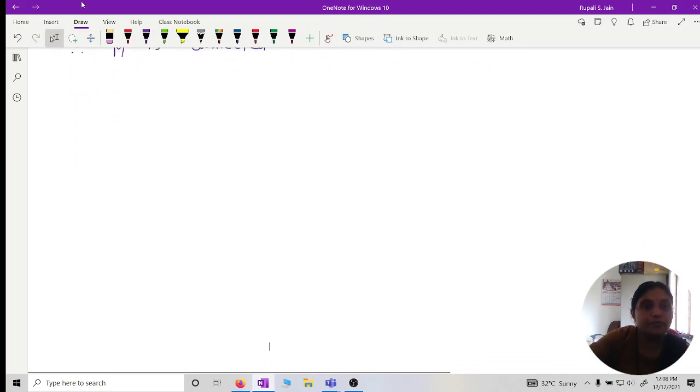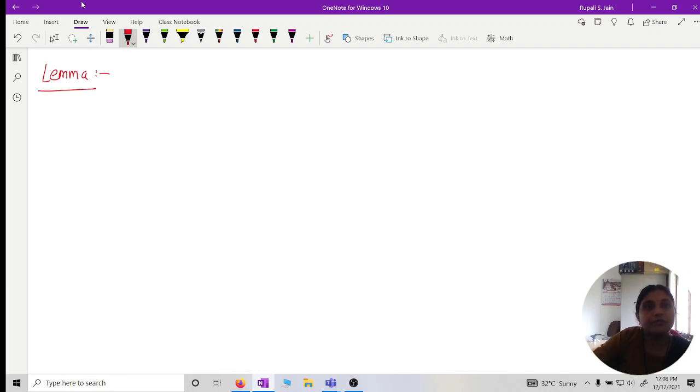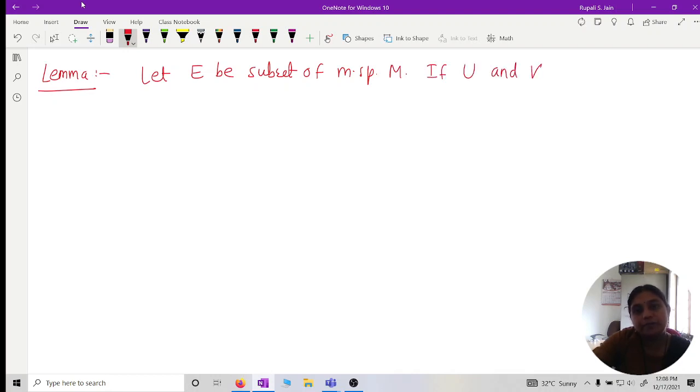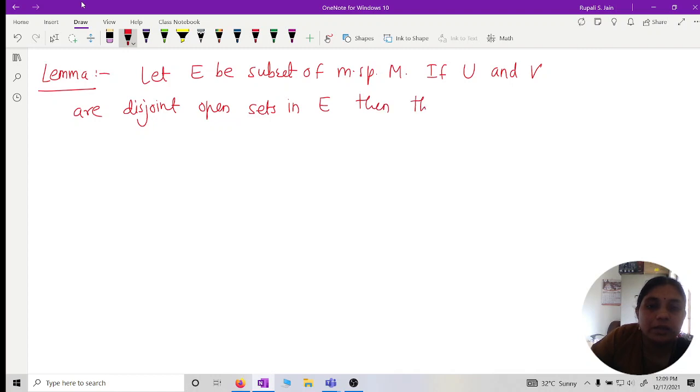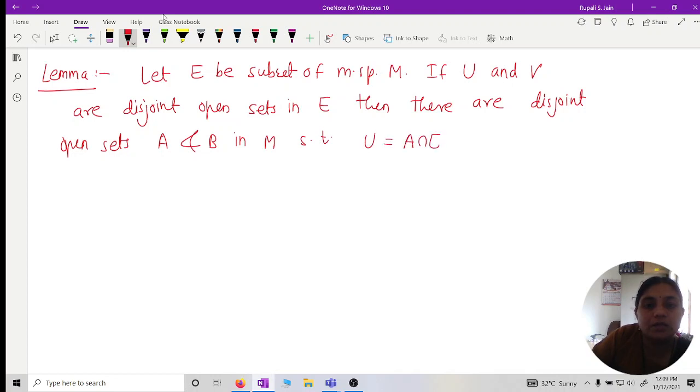Now, lemma. Let E be a subset of a metric space M. If U and V are disjoint open sets in E, then there are disjoint open sets A and B in M such that U is equal to A intersection E and V is equal to B intersection E, that we want to show.